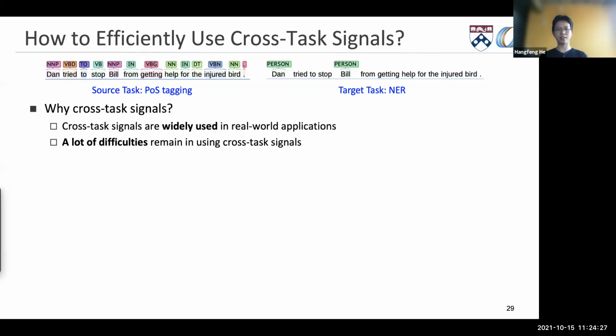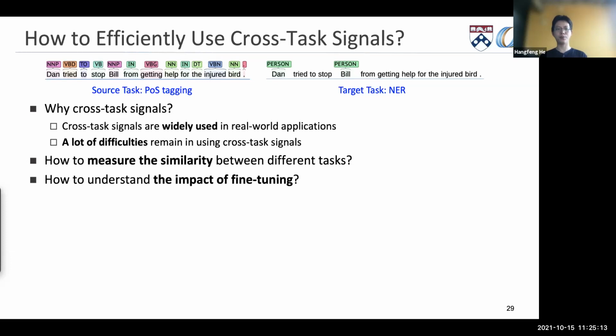Why do we want to study cross-task signals? First, cross-task signals are widely used in real-world applications. Second, a lot of difficulties remain in using cross-task signals. For instance, how to measure the similarity between different tasks is unclear. Even in PABI, we found that predicting the benefits of cross-task signals is quite hard. We have to make some simplifications there, because even though we know POS tagging is helpful for NER, we don't really know the exact relation between the two tasks. So measuring the task similarity is quite hard in general.